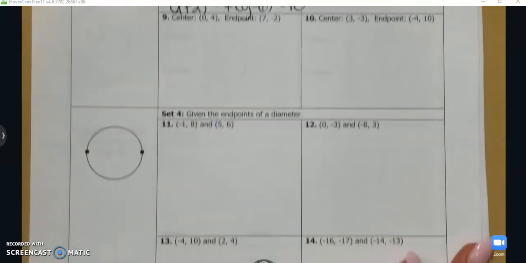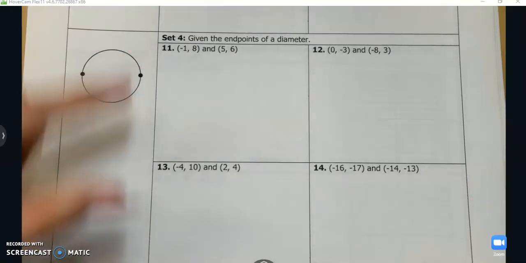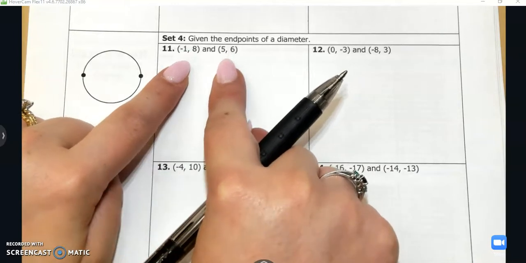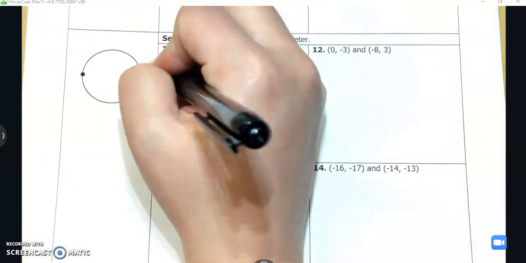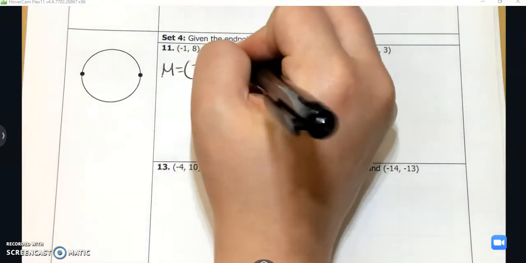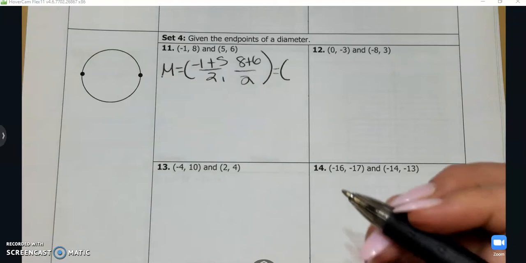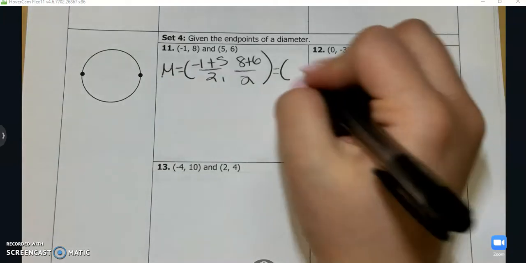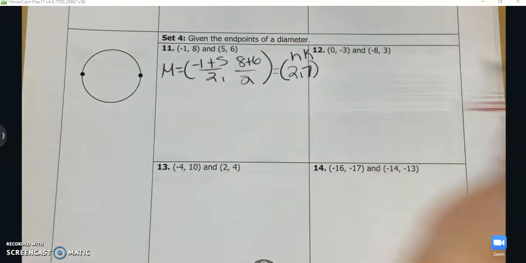Now what happens if we're given the endpoints of the diameter? We need to find both the center and the radius. So first, let's find the midpoint between these two, because that is going to be the center of my circle. So (-1 plus 5) over 2, (8 plus 6) over 2 is how I'm going to find that midpoint, which is the center of my circle. And for number 11, that is (2, 7). So there's h and k. Now I need to find the radius.